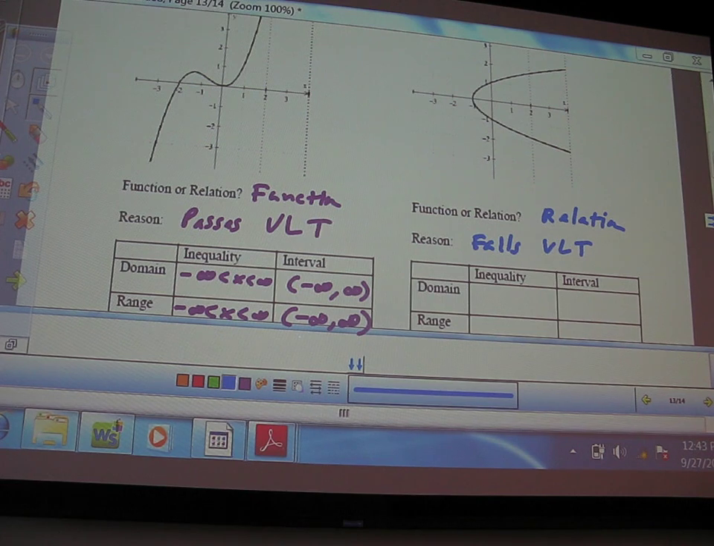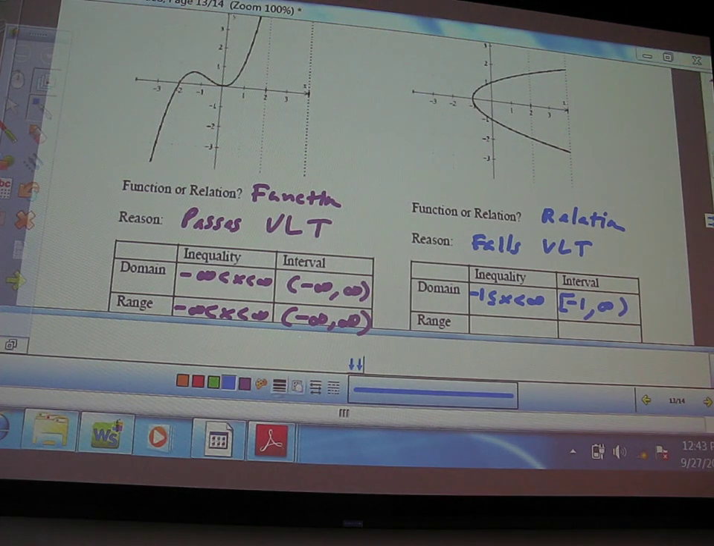Callie, what'd you get for the domain? Negative 1 is less than or equal to x, which is less than positive infinity. Right, so negative 1 can equal x, so we have a square bracket there. And then on the other hand is infinity, and we cannot ever equal infinity, so that would be the rounded bracket, or the not equal to part.